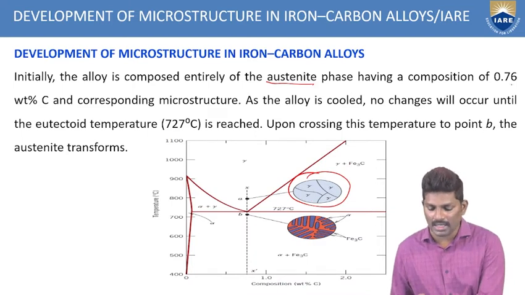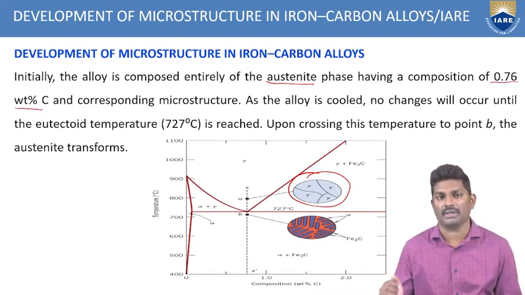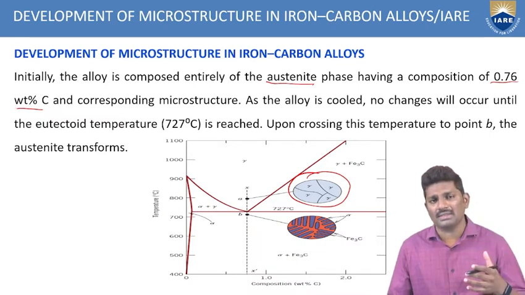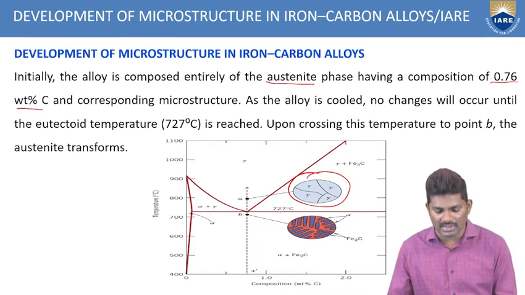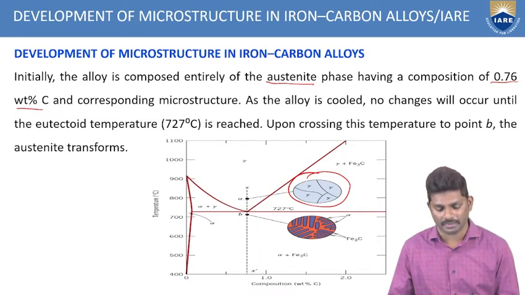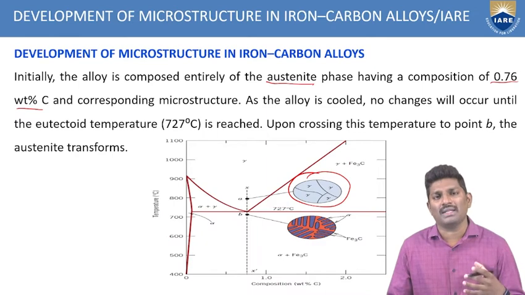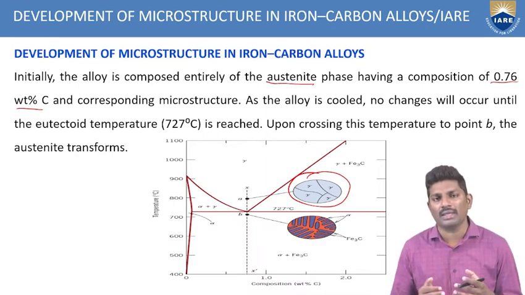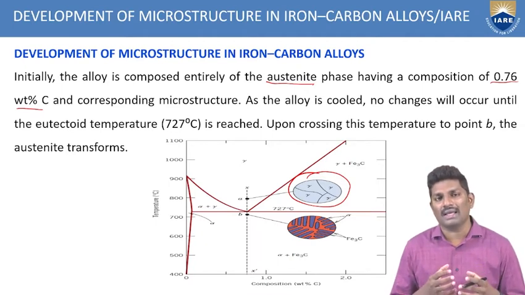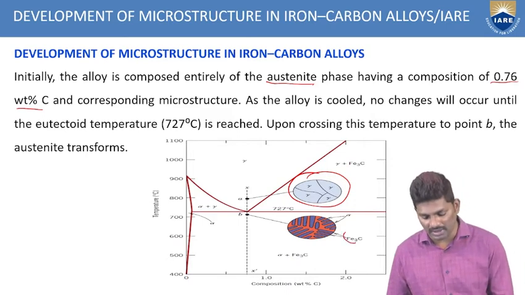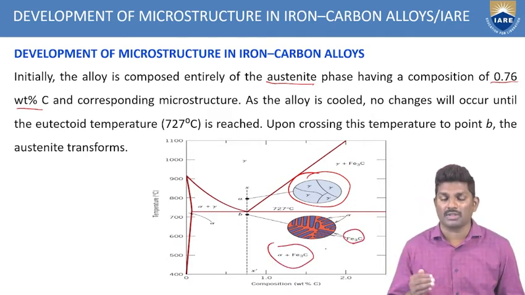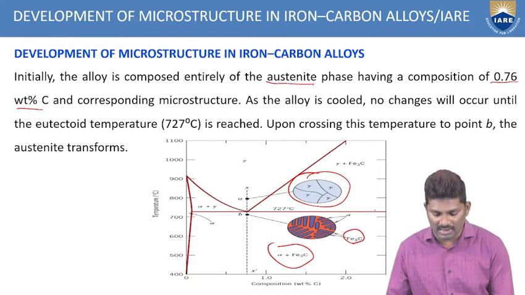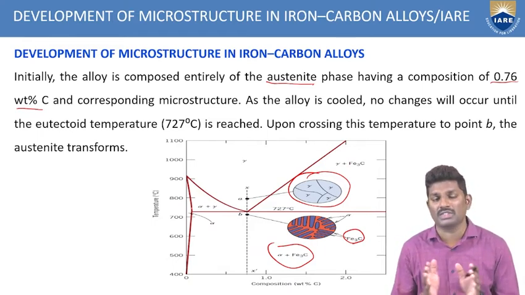So at what composition again? At 0.76 weight percentage of carbon. Now once this system is slowly cooled, what is happening? It is crossing that 727 degrees centigrade. So up to point B, there is no change in the microstructure. Once it touches point B, what is happening? Slowly the austenite is converting into pearlite and ferrite, a combination of these. So up to this red line, the 727 degrees centigrade you are seeing, there is no change in the microstructure.